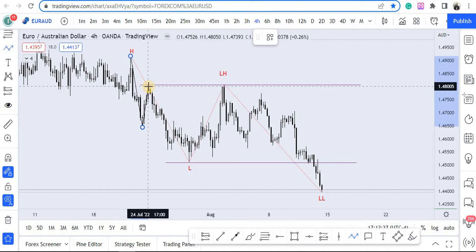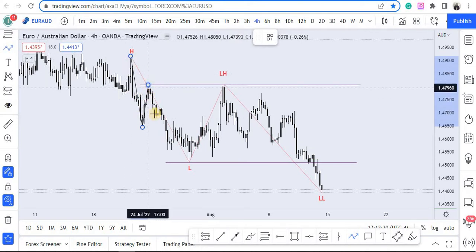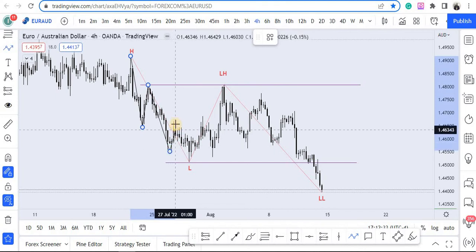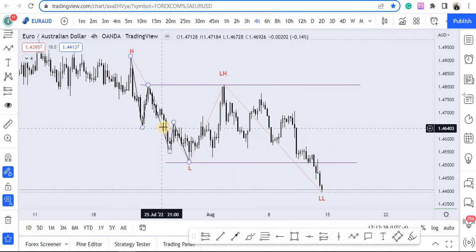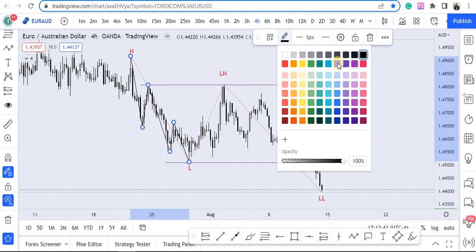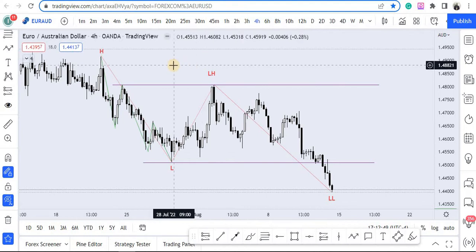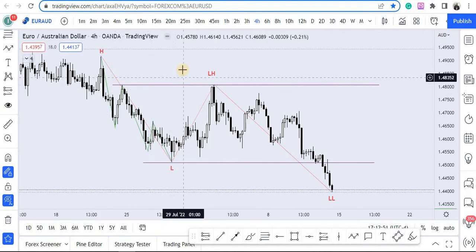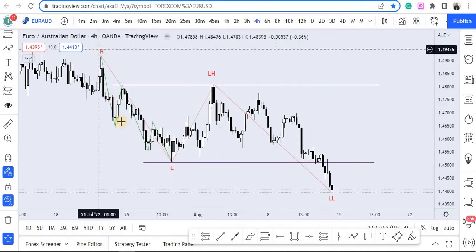Low, high, low, lower high, lower low, lower high, lower low. Let me make it green if it's going to make more sense, or blue even. Please just try to pay attention. You can see that we have this major structure and we have this internal structure.